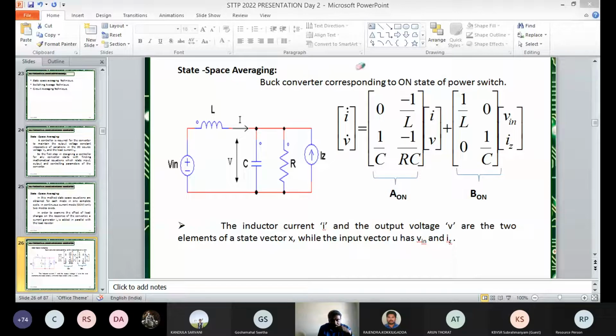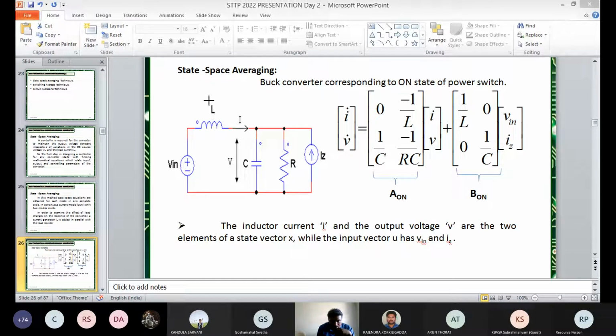In this case, I am taking the inductor current IL and the capacitor voltage as state variables. That means I am considering the current through the inductor, IL, and the voltage across the capacitor, V, as state variables. So there are two state variables: one is the inductor current IL, the other is the voltage across the capacitor, V. And I am trying to write the state equations by writing the loop equation or node equation.